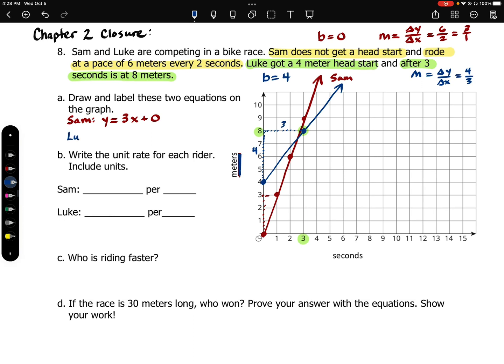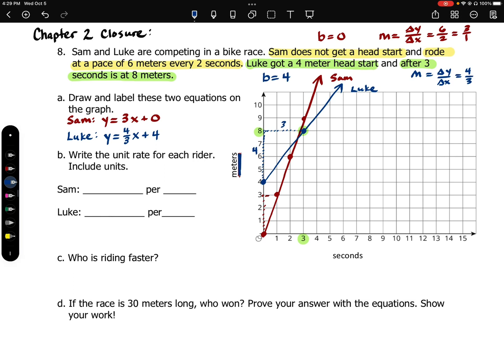So we can write out Luke's equation now that we know what m and b are. We'd say y is going to equal the slope, 4 over 3, times x, plus the 4-meter head start. So remember, the blue one here is Luke.